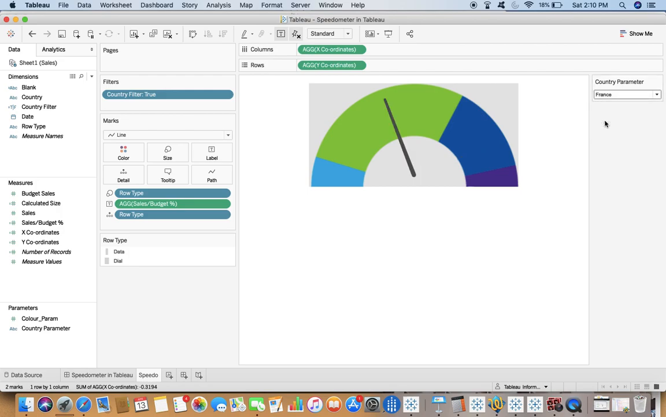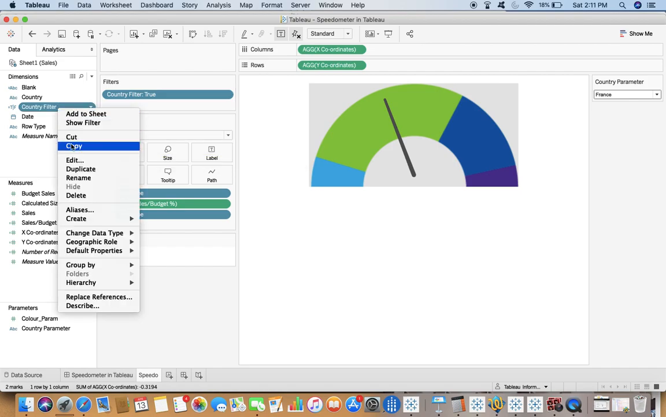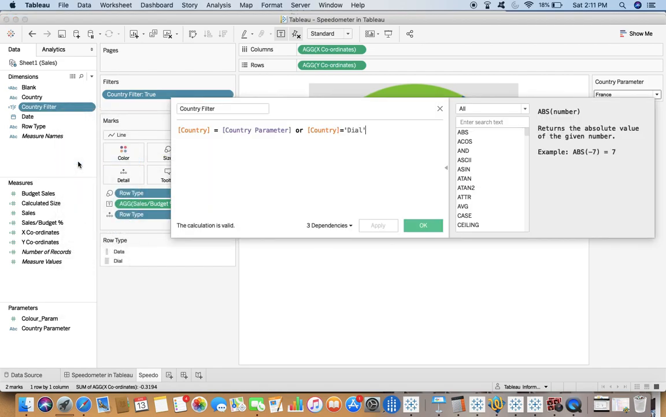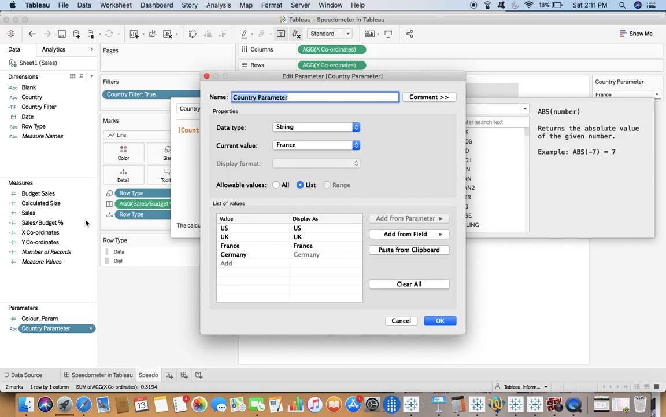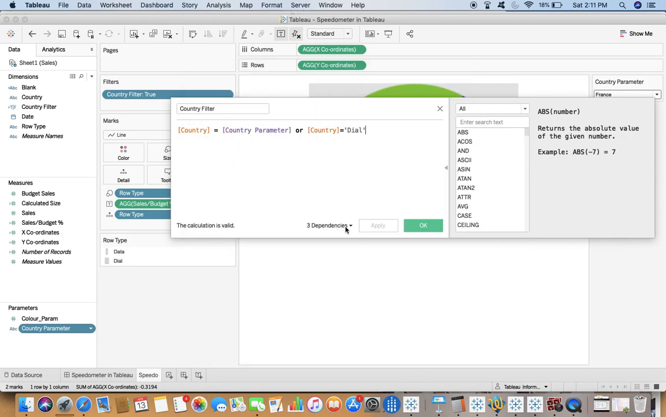But then if I take you to a more refined view, okay, this is the destination actually. So this is our requirement, and you can see a couple of filters over there, like the country filter. Here we have a country filter where we say that country is equal to the country parameter. That means we have a parameter as well where we have different countries. So we are making use of this parameter, and we have this calculation.